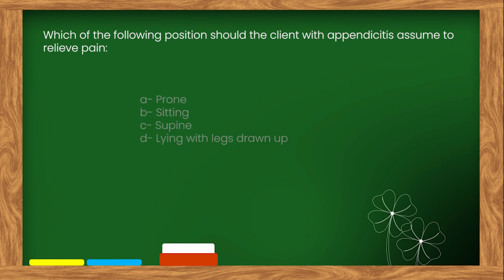And the options are: A. Prone. B. Sitting. C. Supine. D. Lying with legs drawn up.